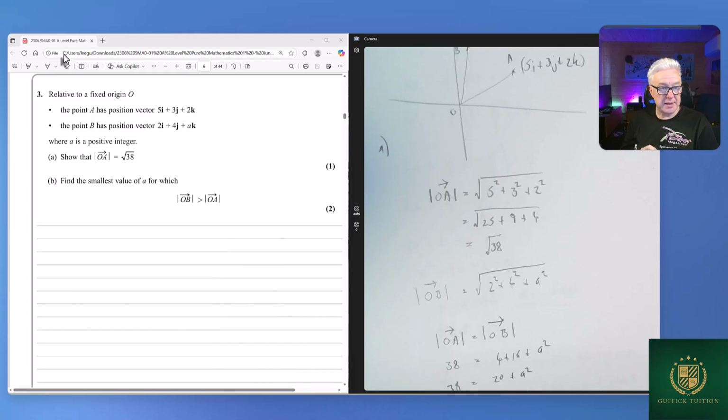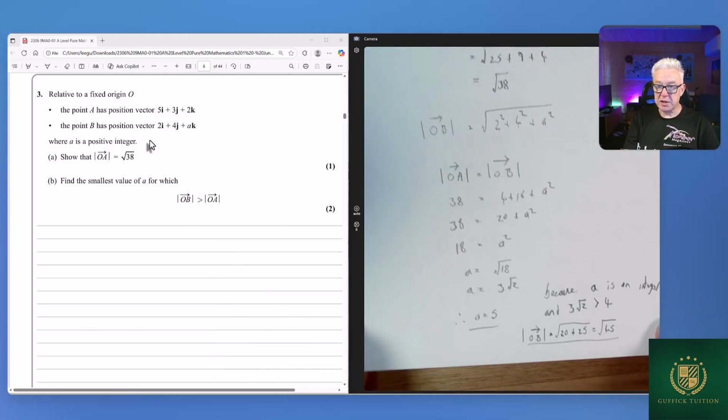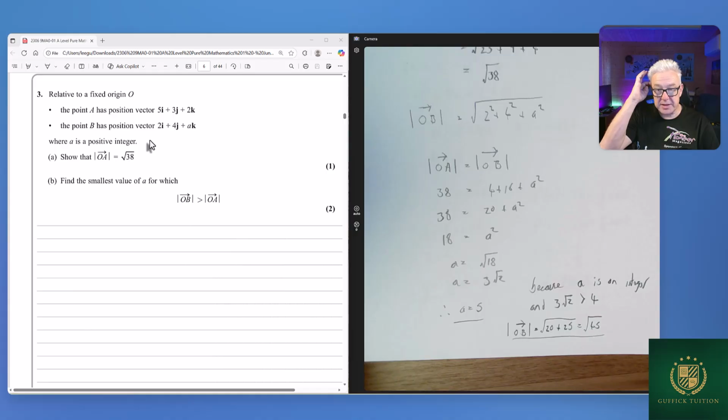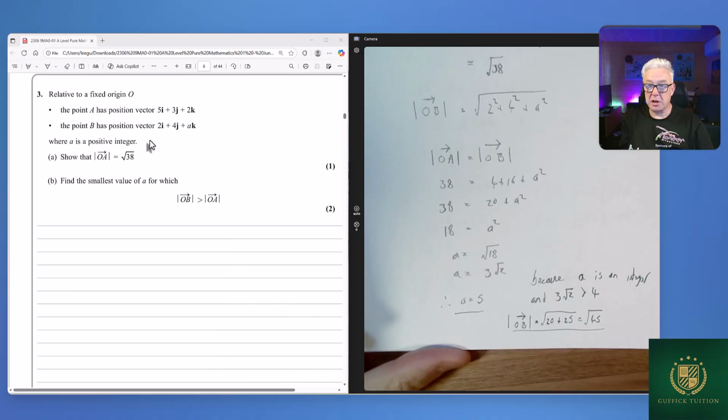Now part B, it says find the smallest value of a for which the magnitude of OB is greater than the magnitude of OA. Notice it says in the question that a is an integer. Okay, so let's bear that in mind. So what I've done to approach this is I imagined to myself, what would be the value of a if OA was equal to OB? So I thought that would be a good starting point.